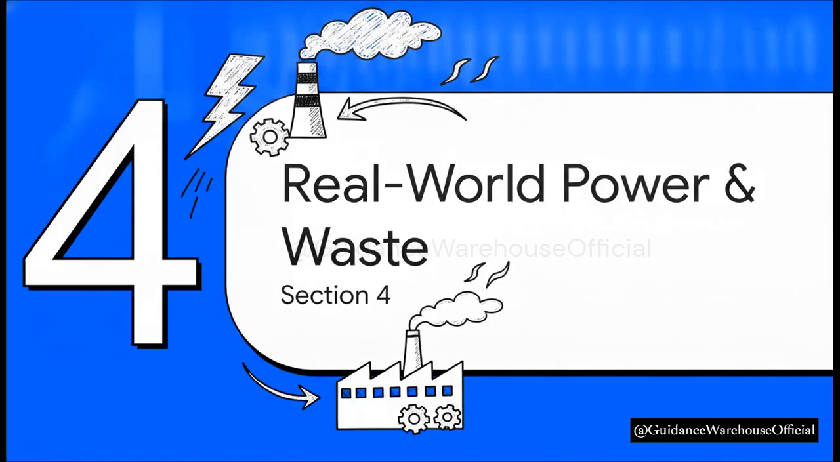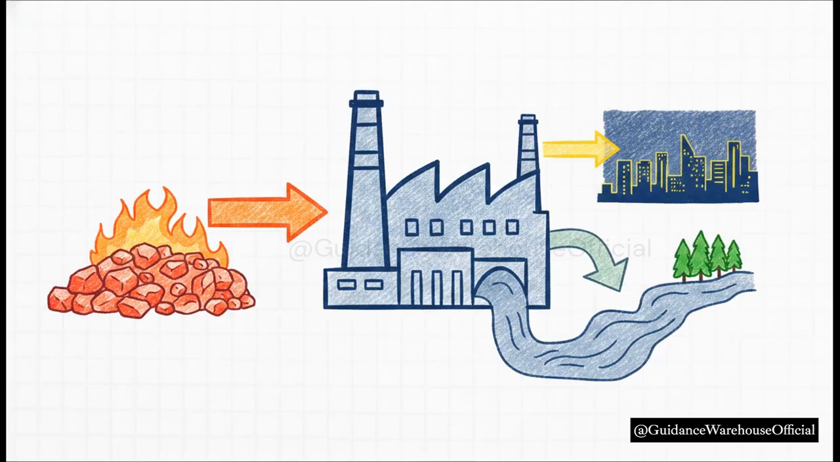All right, let's connect this abstract math to real life. Section 4, Real-World Power and Waste. We're going to look at a massive heat engine, a standard coal-fired power station. Look at these absolute mammoth numbers for its daily energy flow. The heat from burning the coal, our QH, is 2.50 times 10 to the 14th joules.